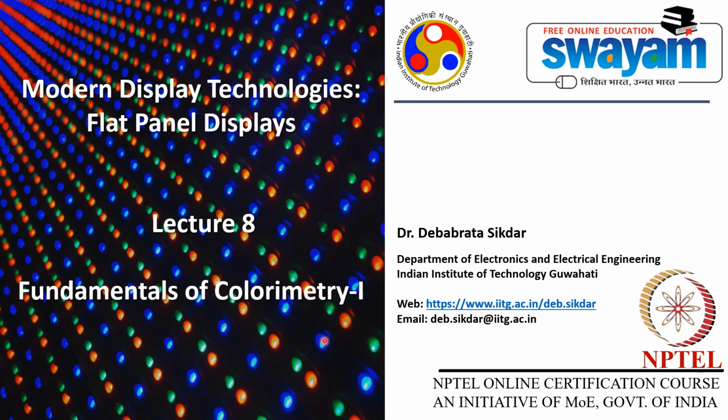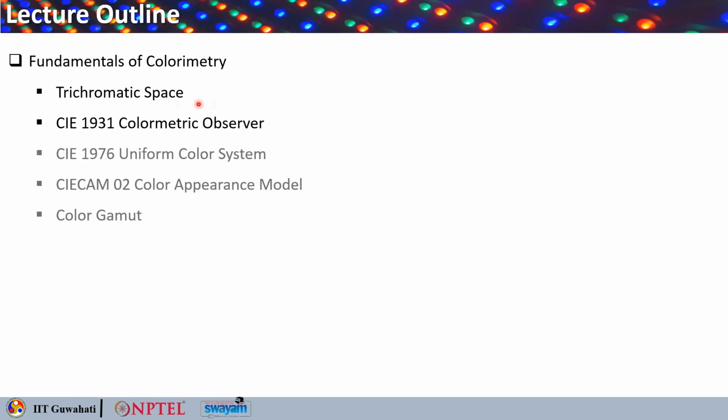Today's lecture will be on fundamentals of colorimetry, and we'll have 2 lectures on this. So in this lecture, here is the lecture outline. We'll go into details of trichromatic space and also we'll try to do the equations that allow us to calculate and go into the depth of the CIE 1931 colorimetric observer. These are the 2 topics that will be covered in this particular lecture.